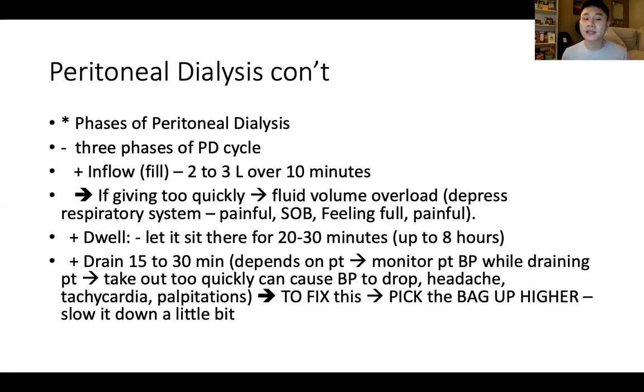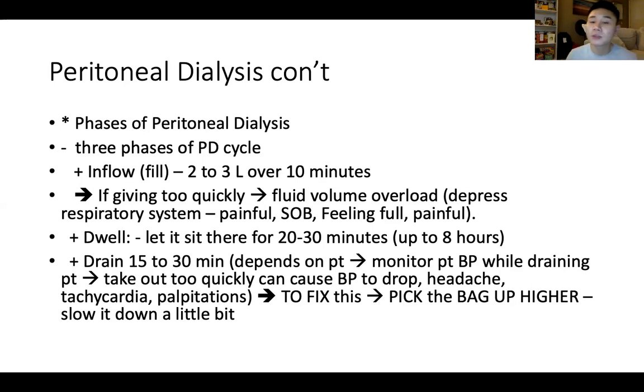Then the second phase is dwelling time. This is when we let the solution sit in there for 20 to 30 minutes, and it can be up to 8 hours. However, this time is ordered by the doctor. The drain phase is the last phase. This phase is 15 to 30 minutes. It depends on the patient.